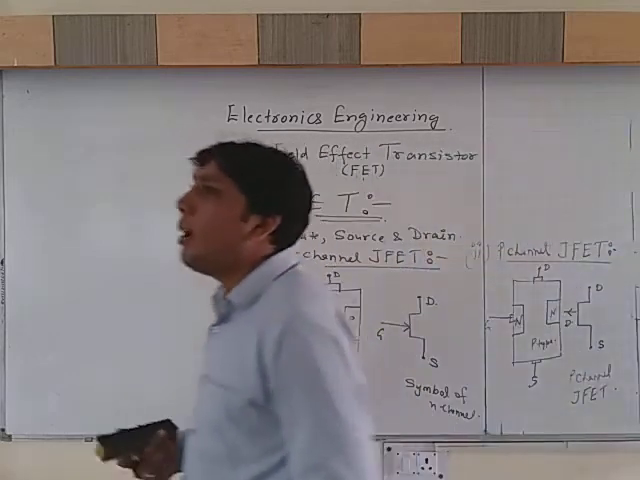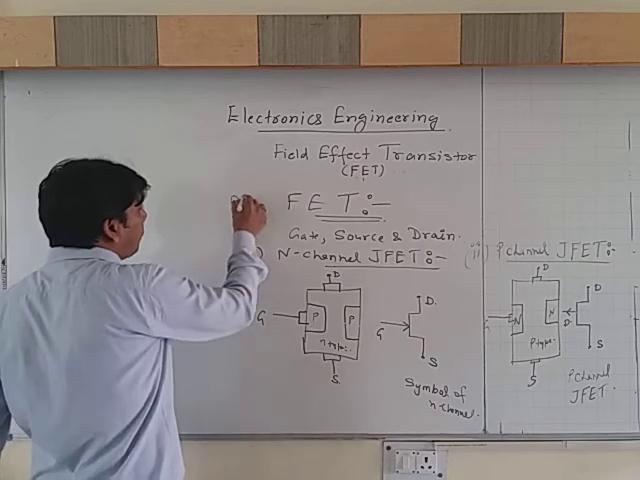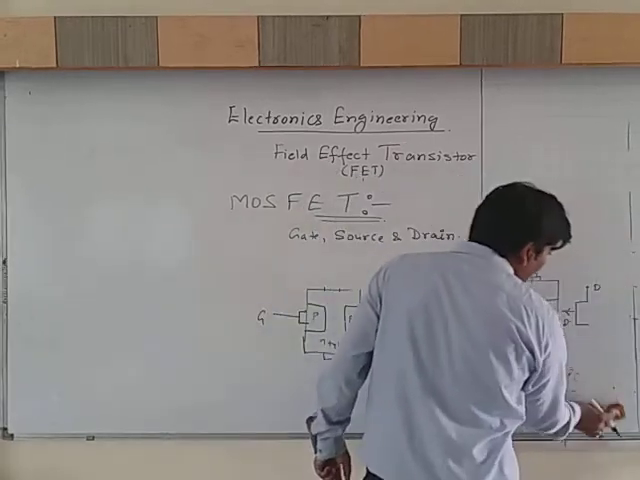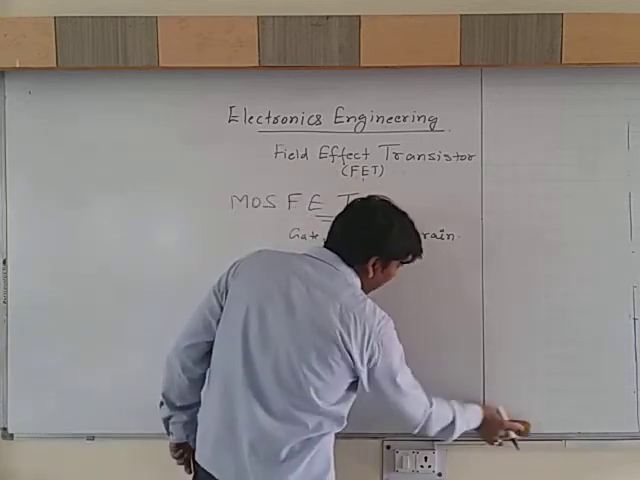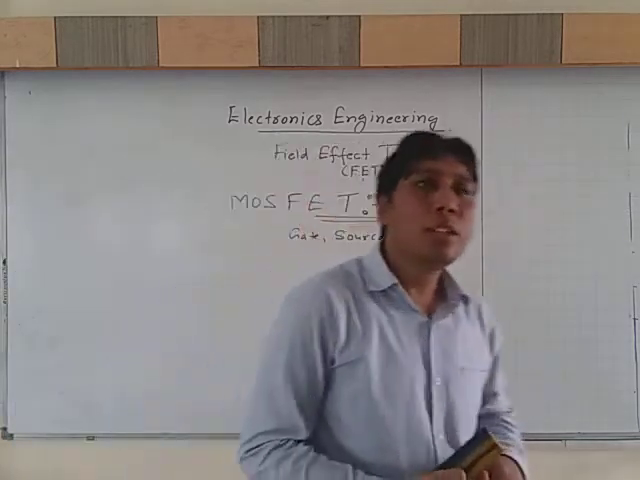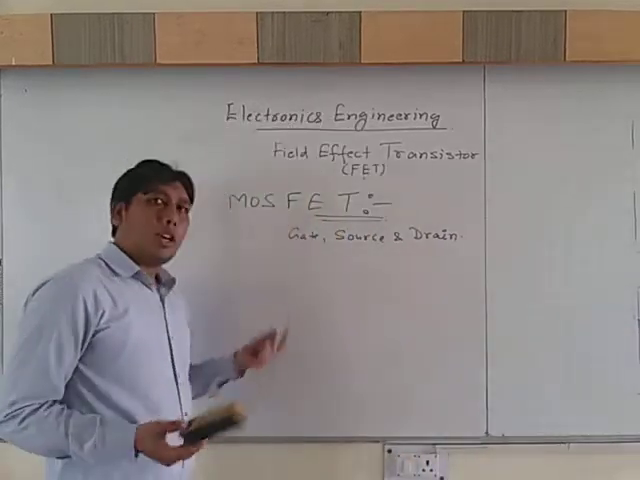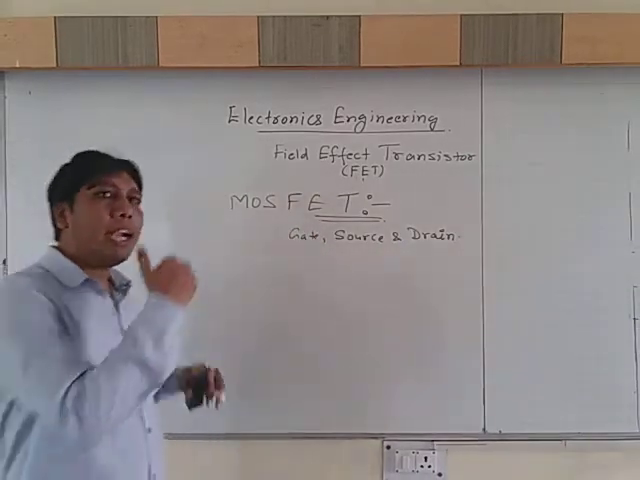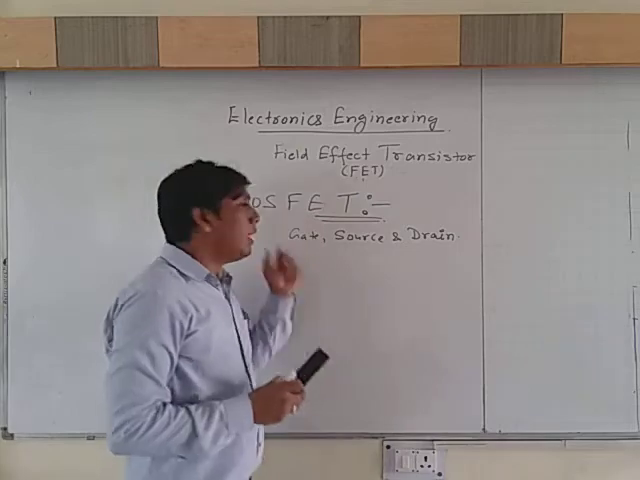Now the second one is MOSFET. So now start with MOSFET. MOSFET is that type of FET which is made with a metal oxide. That means it is a special type of FET in which the gate terminal is insulated. In MOSFET, it also has three terminals: gate, source, and drain. What is the difference between MOSFET and JFET? That the gate in MOSFET is insulated.